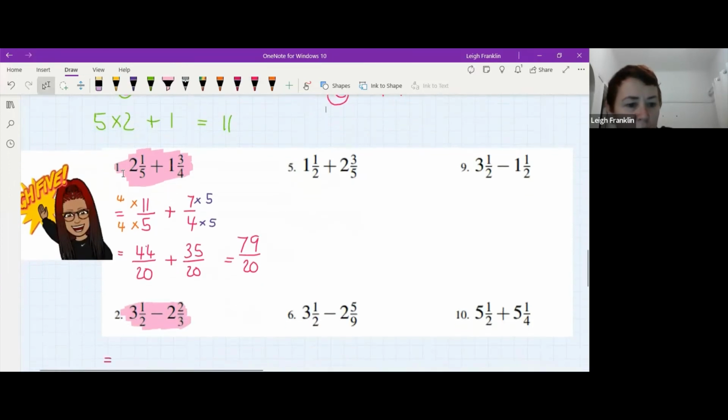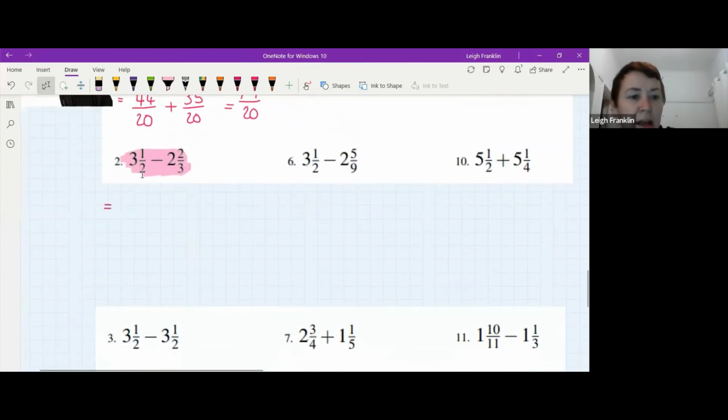Okay, so now if we look at this one over here, you have to say 2 times 3 plus 1. What is 2 times 3 plus 1, Lesejo? 2 times 3 is 6 plus 1 is 7. There we go. So your first fraction as an improper fraction is 7 over 2.